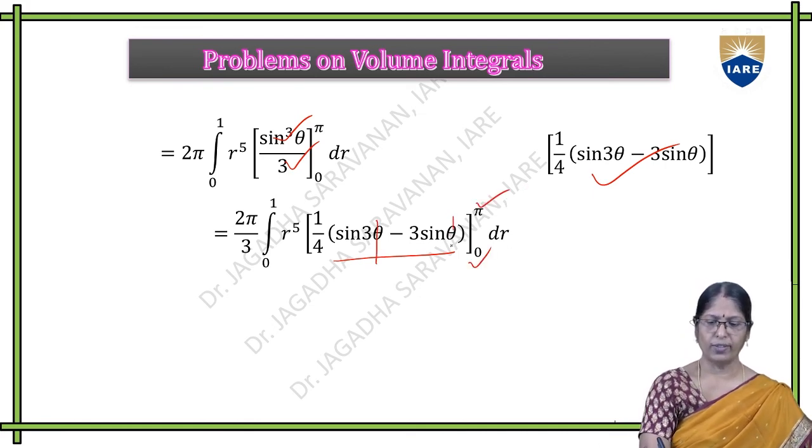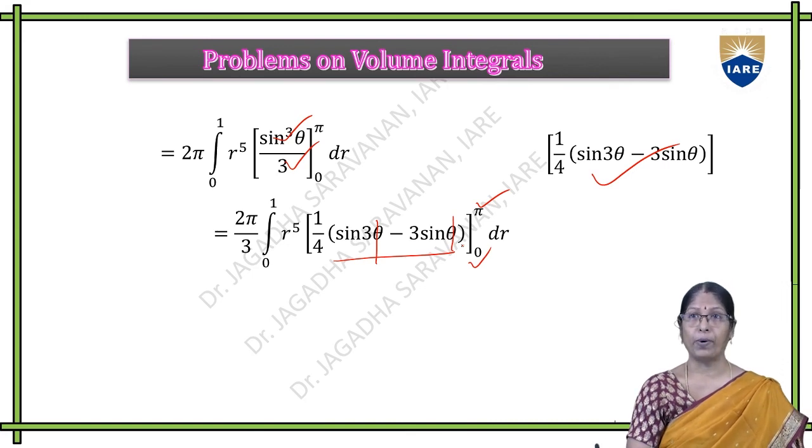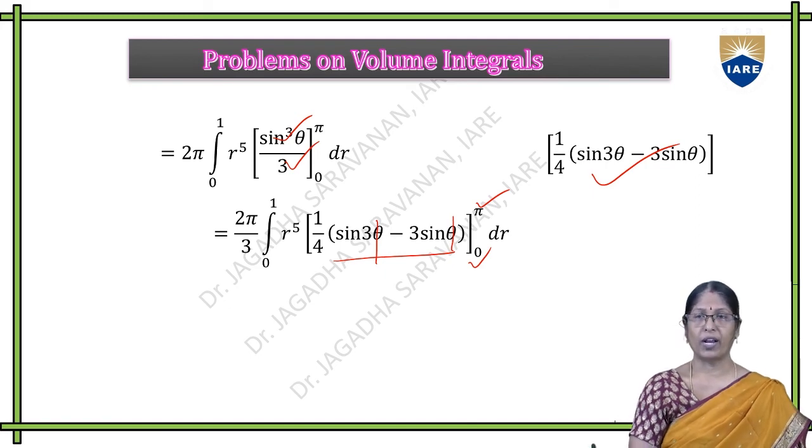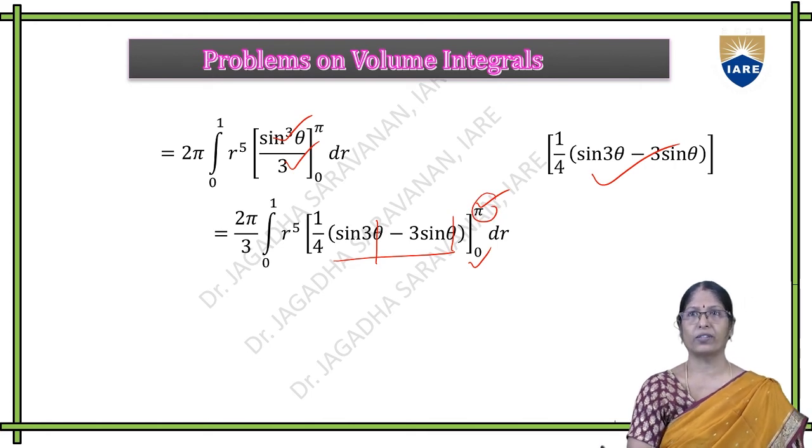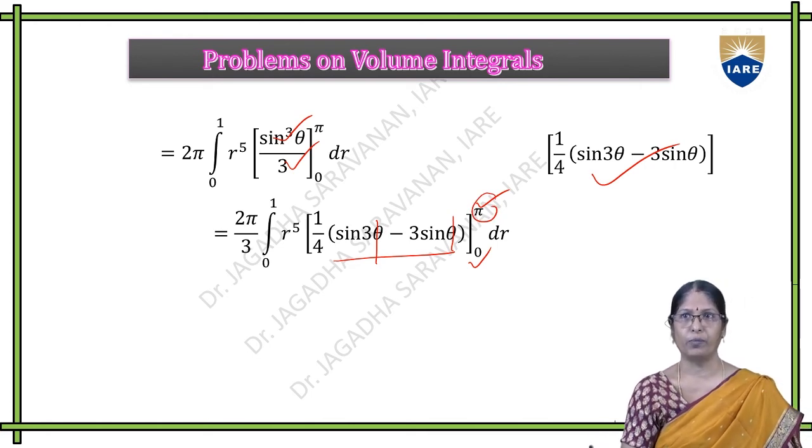The theta is replaced by our upper limit, pi. So sine n pi, we know it is 0. So in the place of theta, the upper limit we are substituting, it has become 0.